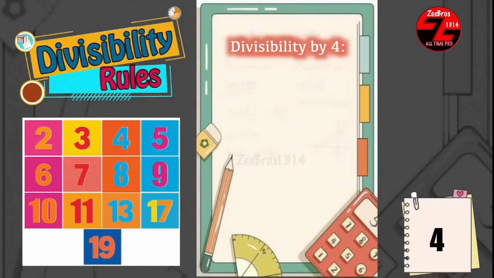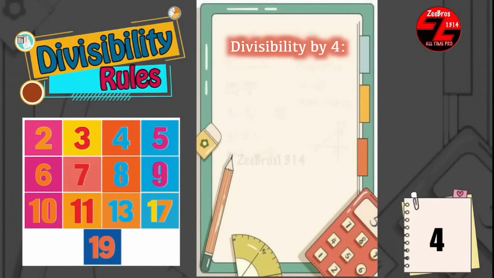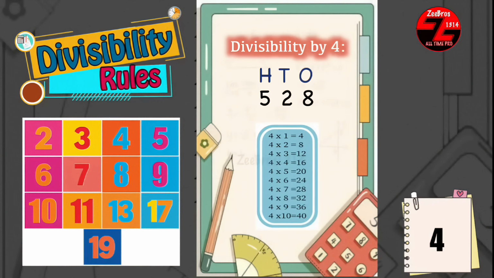Let's take another example. 2038. Here, the last two digits of the number is 38. In the table below, we can see 38 is not a multiple of 4. So, we can say 2038 is not divisible by 4. Let's take one more example. 528. Here, the last two digits of the number is 28, which is a multiple of 4. So, we can say 528 is divisible by 4.